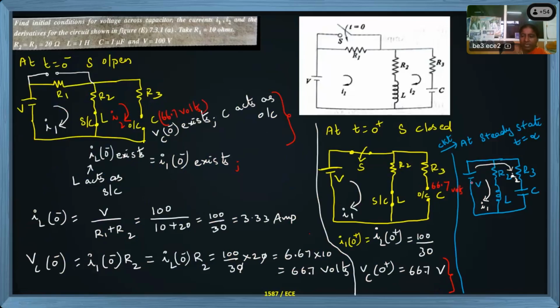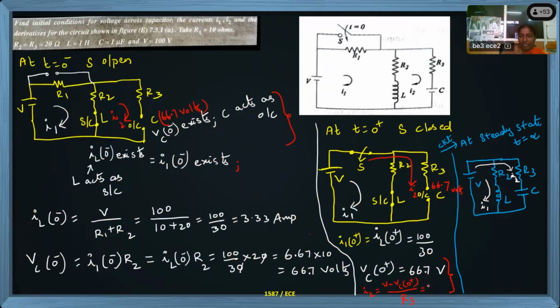Now I will write some KVL equation for finding I2 value. If I take this outer loop as closed path, I am trying to find I2 current. That I2 can be calculated as V minus Vc of 0 plus divided by R3. I can calculate like this, because straight away current I cannot make 0, because there is some voltage developed in the capacitor.